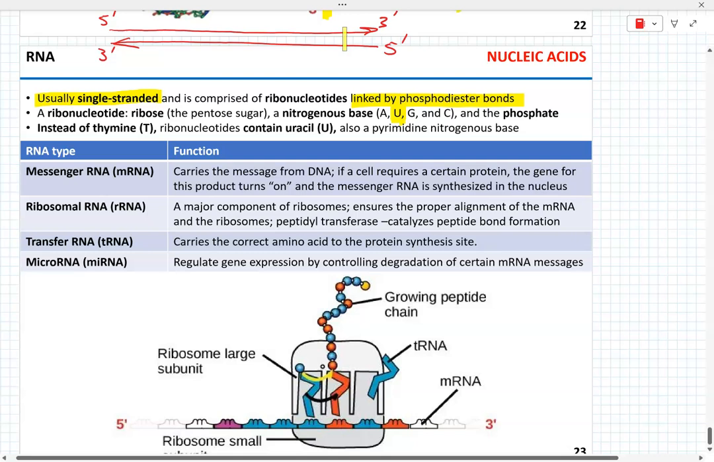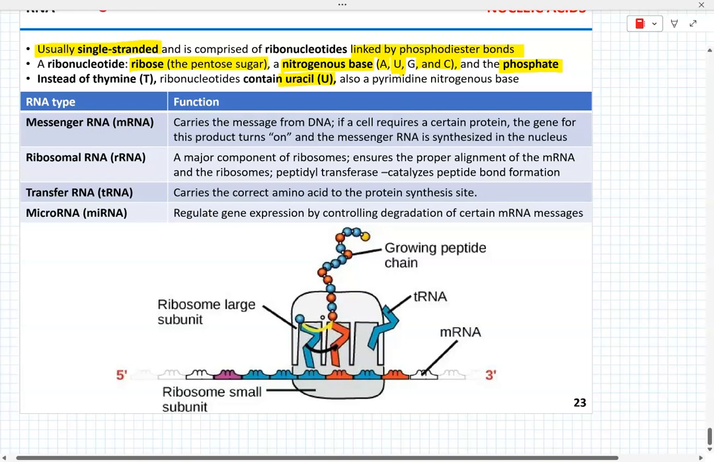As we mentioned, each ribonucleotide contains the pentose sugar ribose, nitrogenous base, which can be A, U, G, or C. And in terms of pairing, A pairs with U instead of T, and G pairs with C. And finally, the phosphate. Just like thymine, uracil, its replacement, is a pyrimidine nitrogenous base. The 4 types of RNA that you must know are messenger, ribosomal, transfer, and micro.